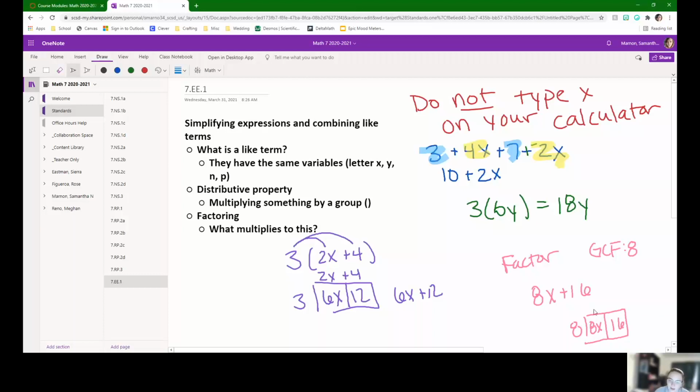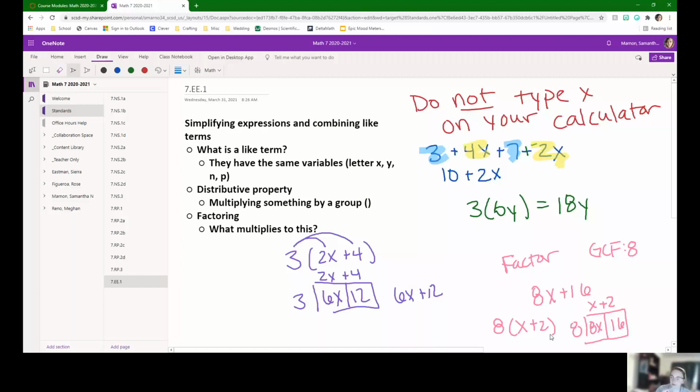So 8 divided by 8 is just 1x, or you could just say even just x. And then 16 divided by 8 is 2. So if we were to write this out, it would be 8 times x plus 2. That would be one of the choices we could be looking for in that multiple choice question. So it's going to depend on what kind of expression you get, how you're going to simplify to see if it's equivalent.